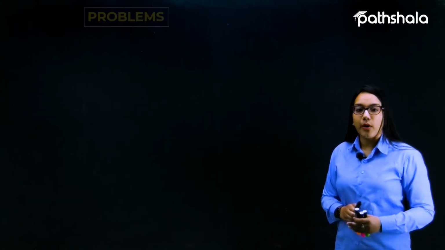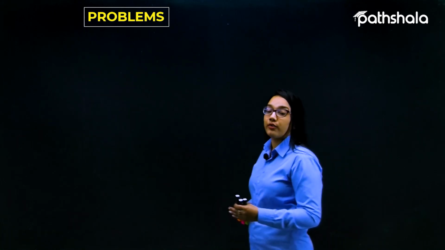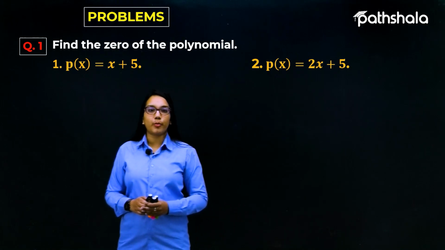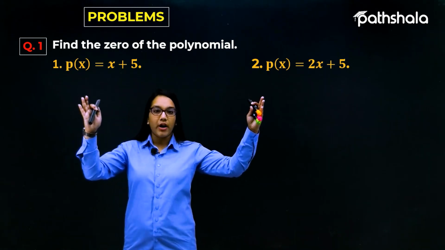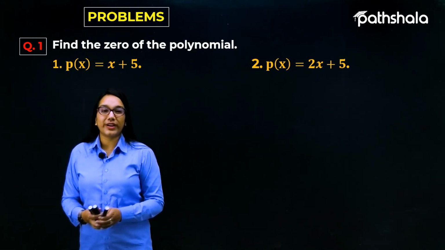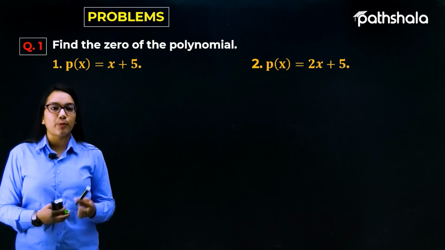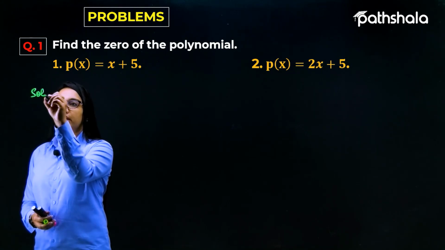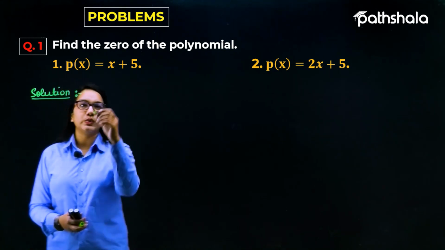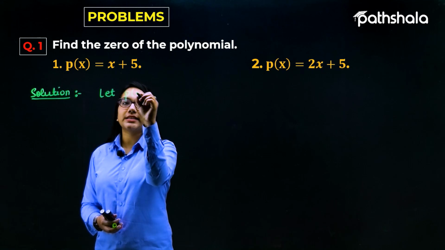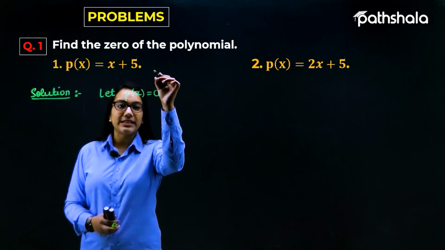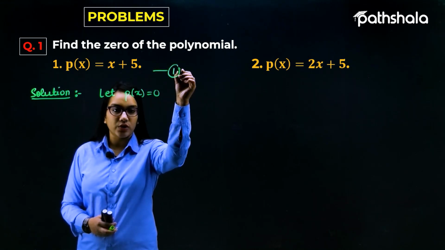Now let's talk about a problem and try out how we can find the zero of a polynomial. Question number 1 says: find the zero of the polynomial for the two given functions. Let us start with the very first function, p(x) is equal to x plus 5. We have to find the zero of this polynomial. Let us start the solution by substituting p(x) equal to 0. So let p(x) equal 0, and let me take the given p(x) as equation number 1.